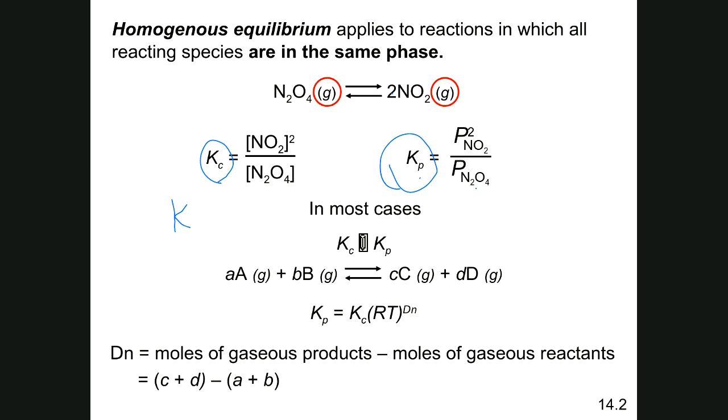So Kp equals Kc (RT) to the power of delta n. R is the universal constant for gases, T is the temperature, and delta n is the change in number of moles, which is the number of moles of product minus the number of moles of reactant. So this is Kc(RT)^Δn. If we have the Kp and the balanced equation, we can calculate Kc and vice versa.